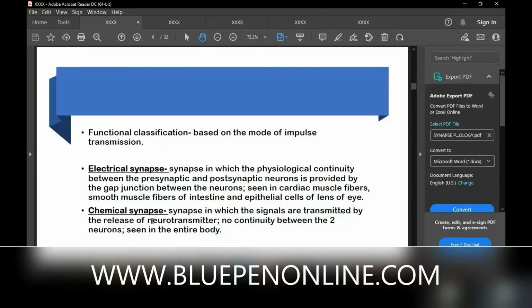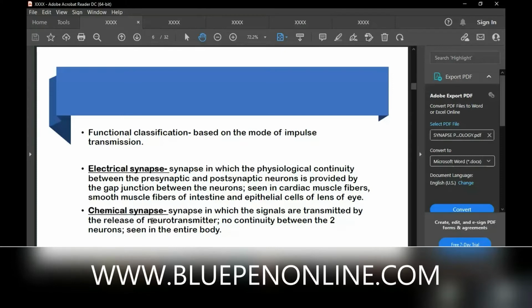And in the chemical synapse, there is no continuity, the two neurons never come in close contact with each other, and they are not merging. They are completely separate, and there is a gap in between them. Between the presynaptic and postsynaptic neuron, there is a gap, and that gap is called the synaptic cleft, which is the specific term for that. So the two neurons don't have any physical continuity, and these neurotransmitters are released into this synaptic cleft.